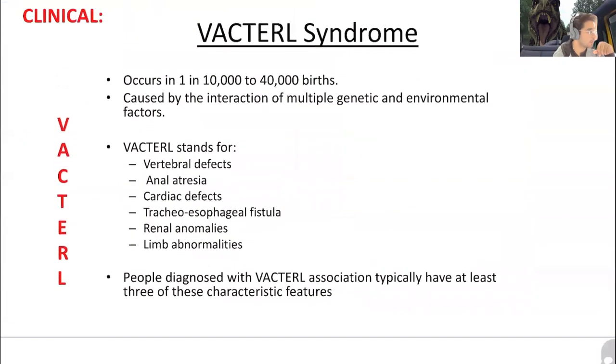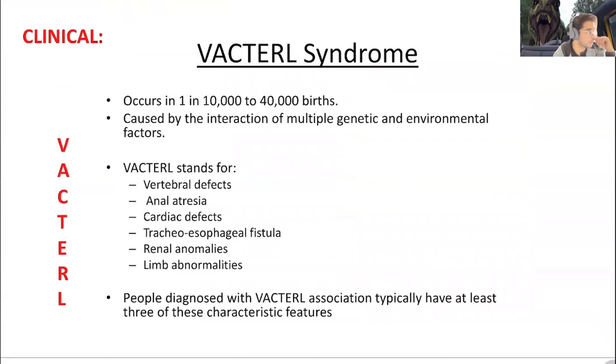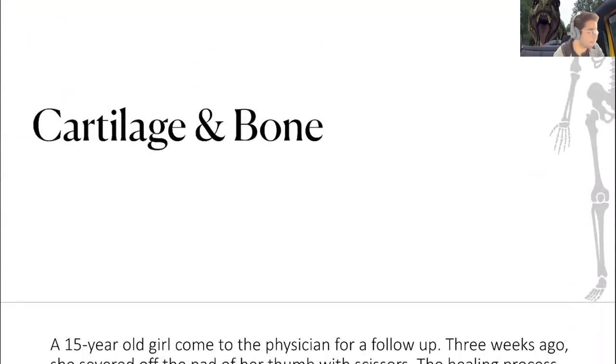avascular event. VACTERL stands for vertebral defects, anal atresia, cardiac defects, tracheoesophageal fistulas, renal anomalies, and limb abnormalities. These are commonly clubbed together, and that's a syndrome by itself, right? They happen in tandem. It shows you multiple genetic as well as environmental factors have shut this down and caused these X, Y, and Z defects to appear together, okay?